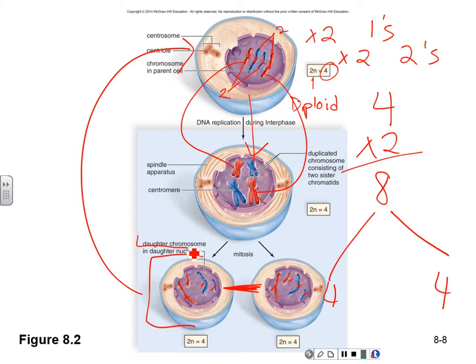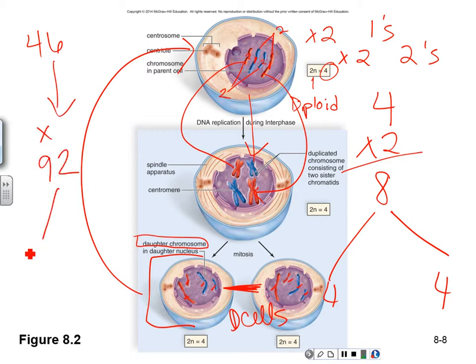These are called daughter chromosomes, sometimes called daughter cells at the end. In human, we have 46 chromosomes. So the 46, they're going to copy themselves, and you're going to have 92. Then those 92 are going to split into 46 and 46.